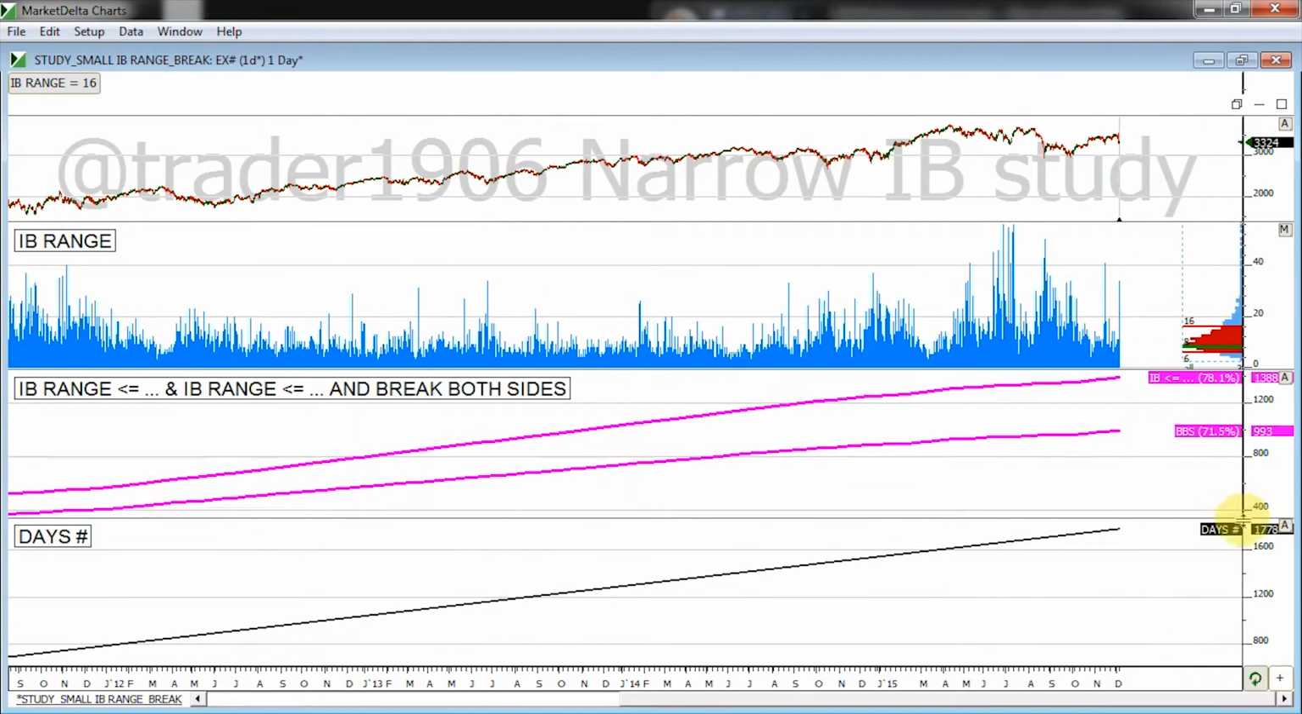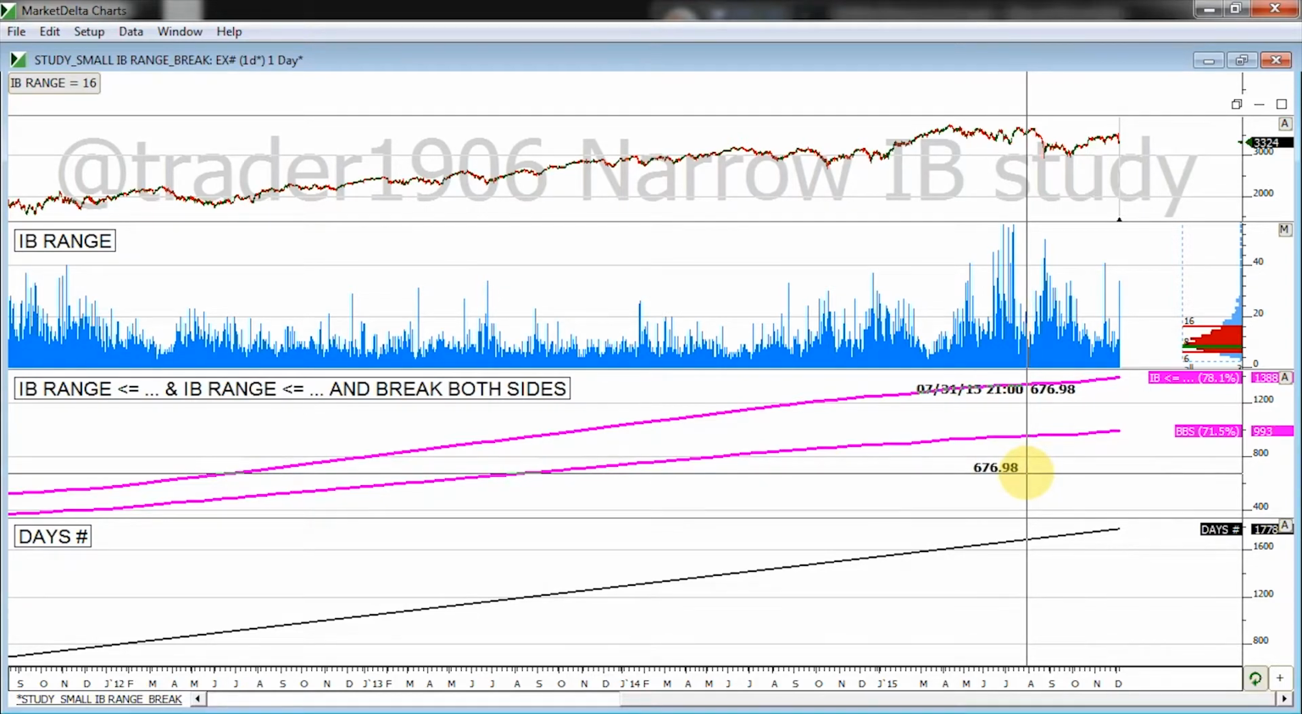And then we go through the 1700 days here, and 78% of the time we have a narrow IB, or less than 16. And then of those 1388 here, I then say, okay, how many broke both sides? And 993 broke both sides. So just over 71% broke both sides. So when you use that statistic, when you have a narrow IB, there's a very high probability that during the day we're going to break both sides of the IB.